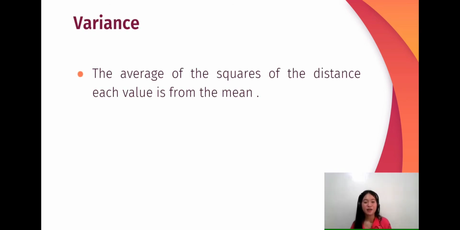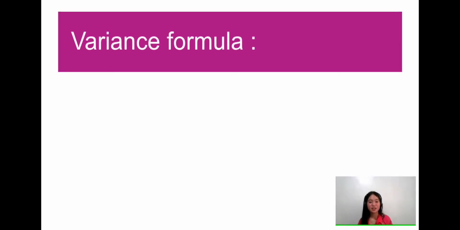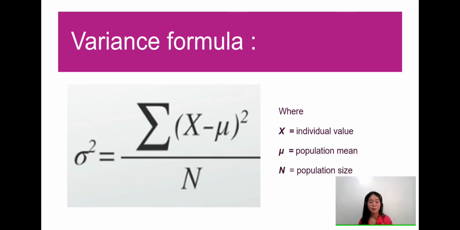First, let's talk about variance. Variance is the average of the squares of the distance each value is from the mean. The symbol for the population variance is the Greek lowercase letter sigma with an exponent of 2. So, this is the variance formula, where x is the individual value, mu is the population mean, and N is the population size.